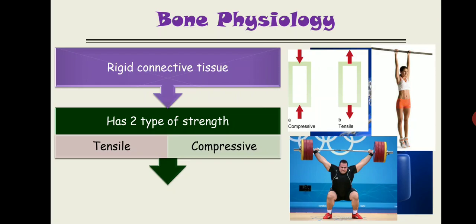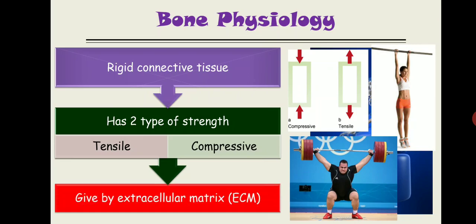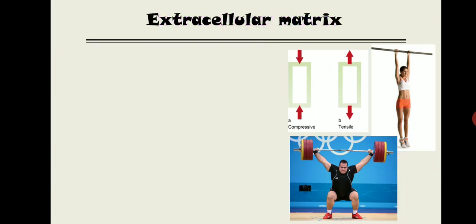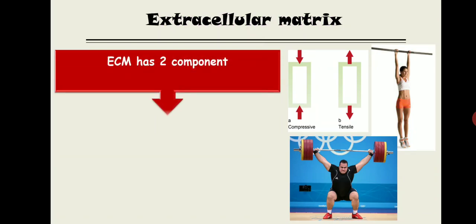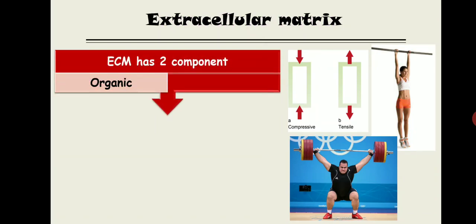Now both types of strength will be given by the extracellular matrix. Got it? Now what is this extracellular matrix? Let's understand this thing. Extracellular matrix is made up of two things. It has two components. One is the organic, another one is the inorganic component.